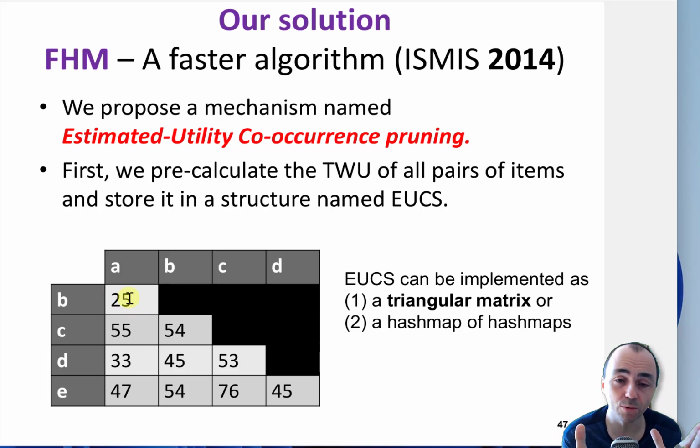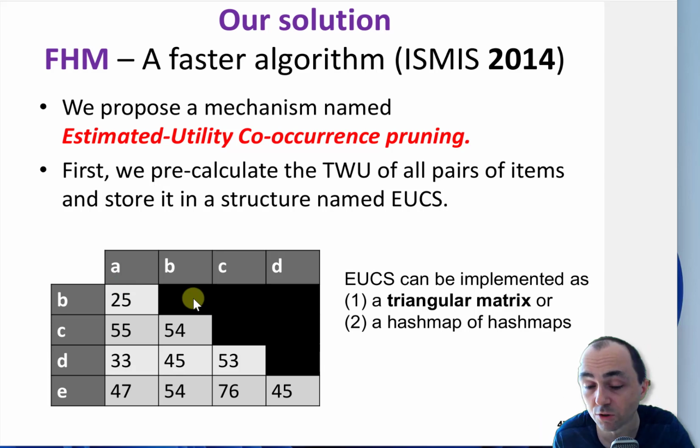So using this simple table, we only need to make it one time. By reading the database one time, we can eliminate a lot of joins in HUI-MINER. And this new algorithm with this idea is called FHM, okay? So this table here, if we want to do the programming, we can create this as a triangular matrix. We don't need to make a full table, only half of the table. Or we use a hash map, because maybe there are a lot of zeros in this table, so we could use a map instead of making a full table. This will save some memory.